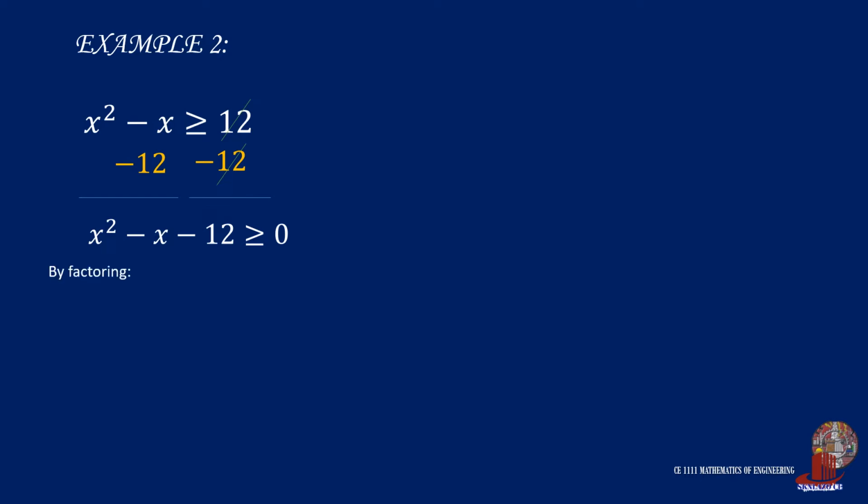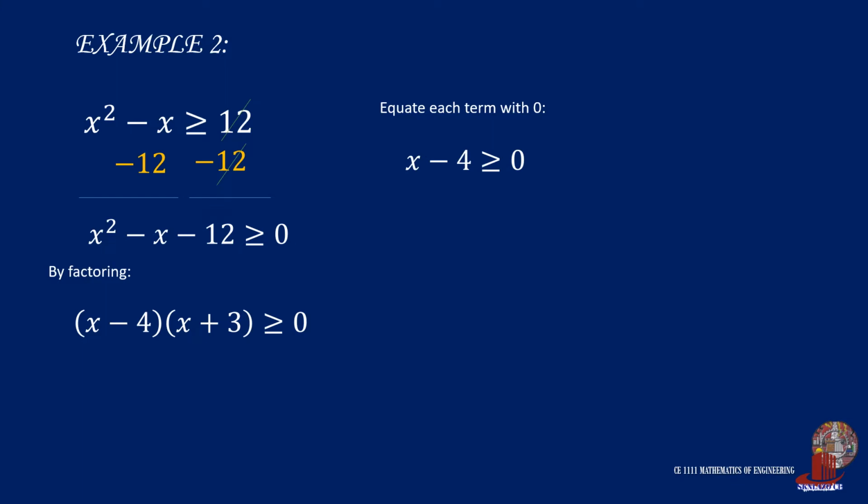Again, by factoring, we get (x minus 4) and (x plus 3), and the product is greater than or equal to 0. Separate the two terms and equate each to 0, so we have x minus 4 is greater than or equal to 0, and the other is x plus 3 is greater than or equal to 0.